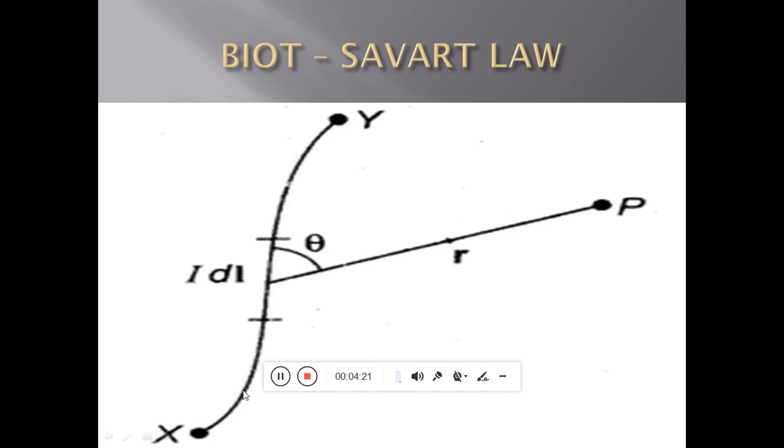So suppose this is the wire in which current is flowing. Let its length be dl. dl is the length of that small current element. I is the current flowing through it. P is the point which is at distance r from this length element, at which you want to find the value of magnetic field, because when the current is flowing through a wire, there is a certain magnetic field around it, right? So this law told the value of that magnetic field. Now theta is the angle between the current element and the line joining it to that point.